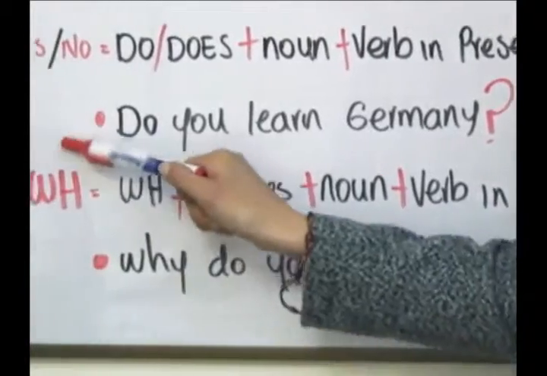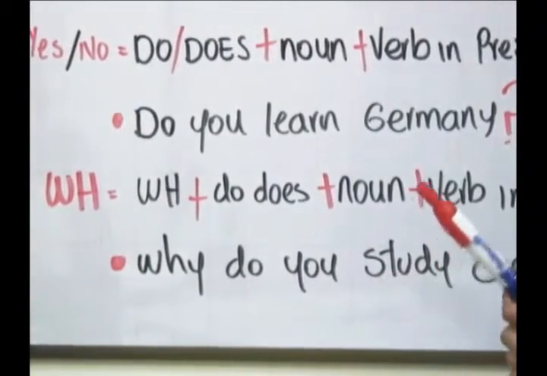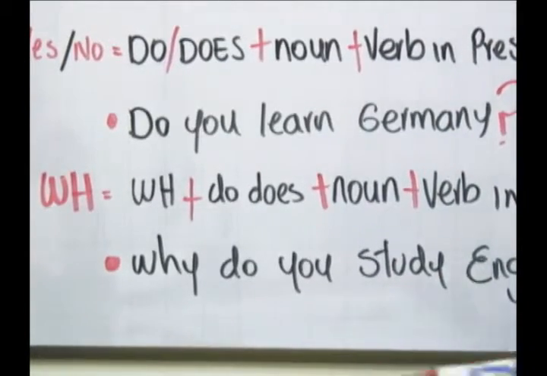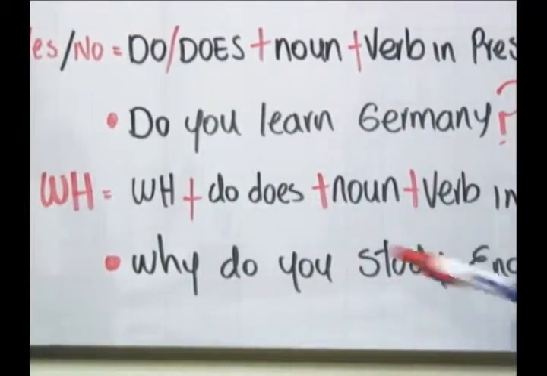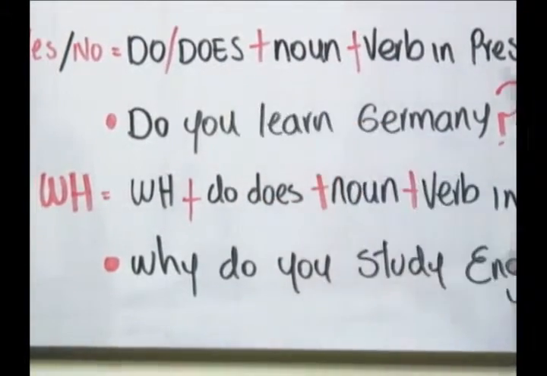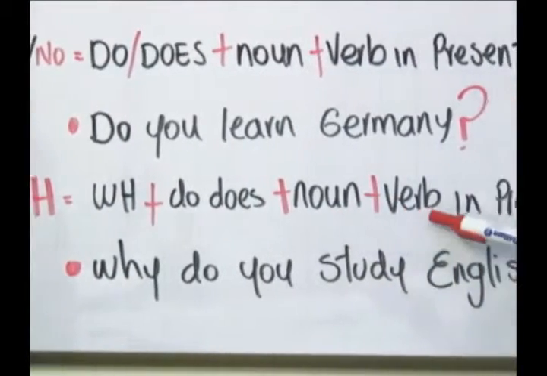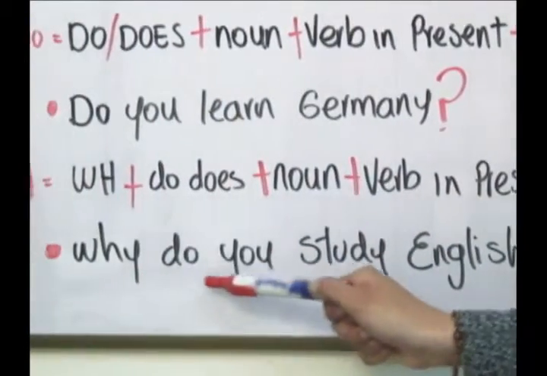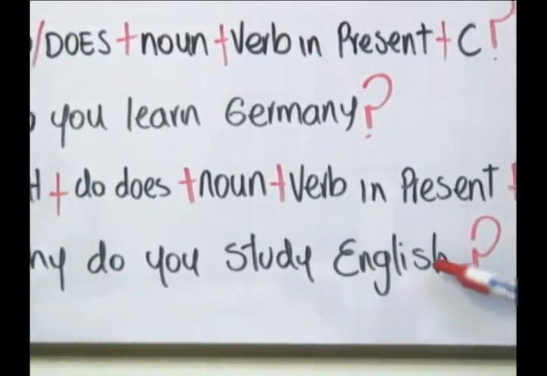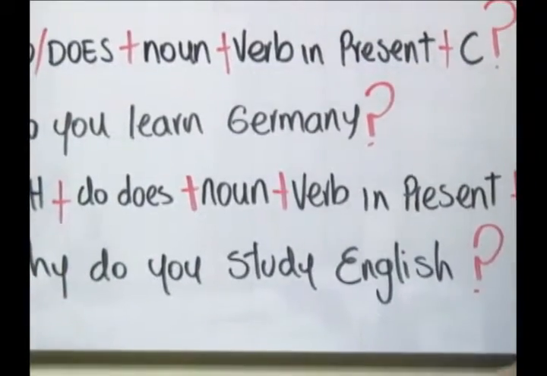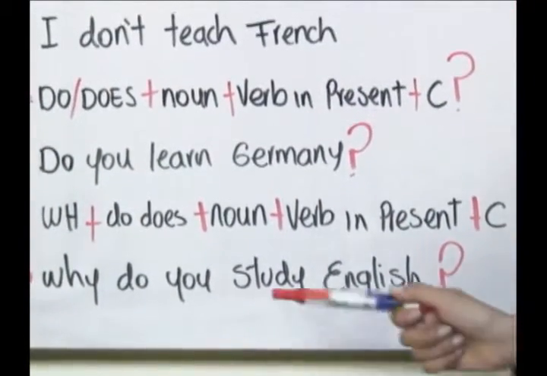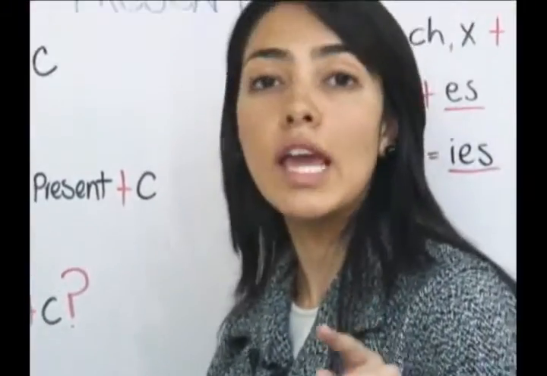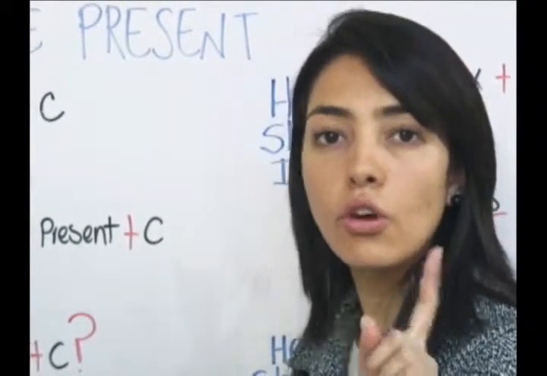Now, WH words. We use WH words, as I explained to you in the previous units, for extra information. So you use this structure: WH word, do or does, the auxiliary verb, noun, the verb in present, and the complement. Look at the example. Why do you study English? What is the answer when we use why? Because, of course. So I said, because I like learning English. It is important that you use the WH words for extra information, not just yes or no questions.